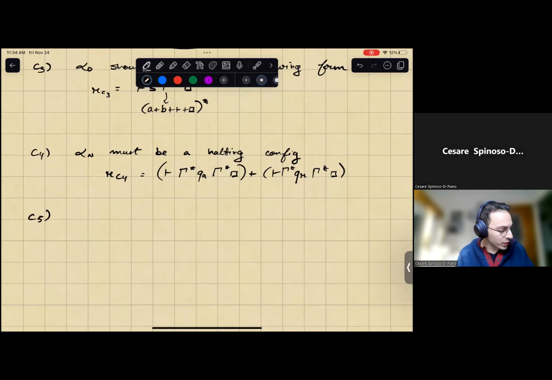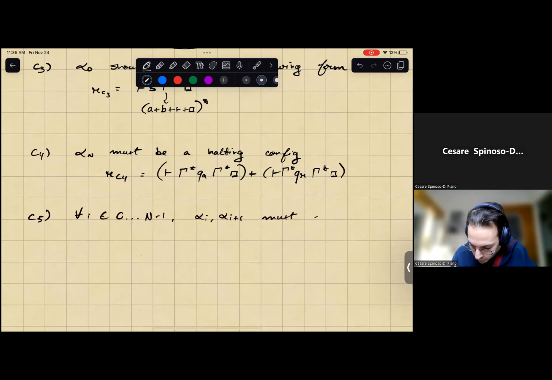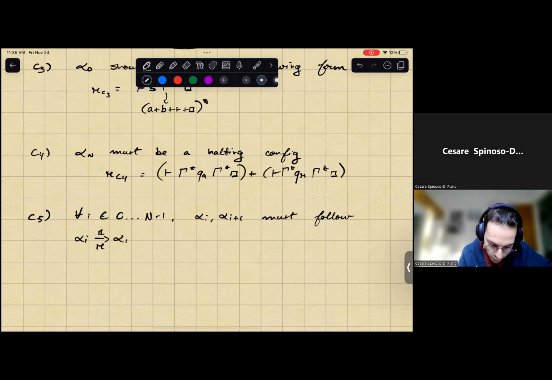Well, it's going to be condition C5, which is going to say, for every i from 0 to n minus 1, the pairs of alphas, alpha i and alpha i plus 1, must follow the rules of the transition function of M. In other words, alpha i in one step using the rules of M gets you to alpha i plus 1. Okay.